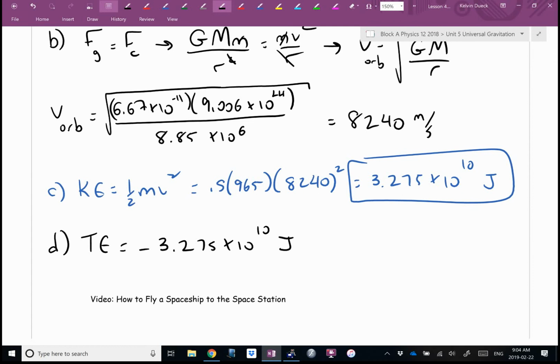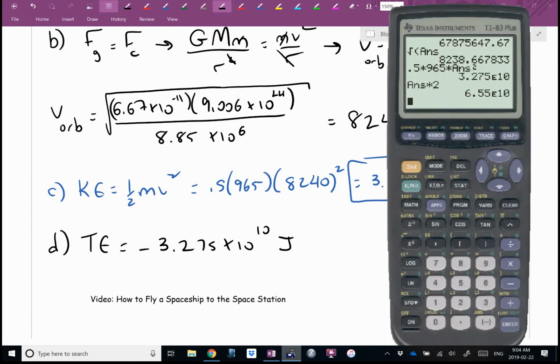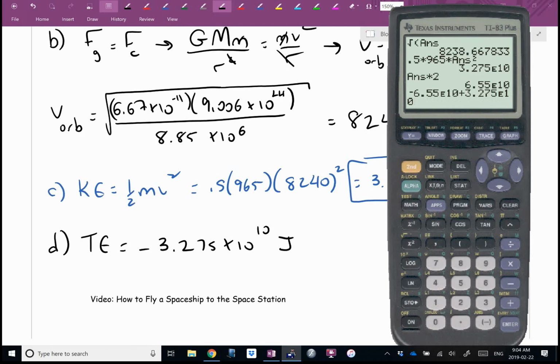You answered this earlier. And so if I actually went negative 6.55 times 10 to the 10th plus positive 3.275 times 10 to the 10th. Yay, I got the same answer. And was that much longer than the shortcut, Victor? Not really. And this is why it's a nice shortcut, but meh.